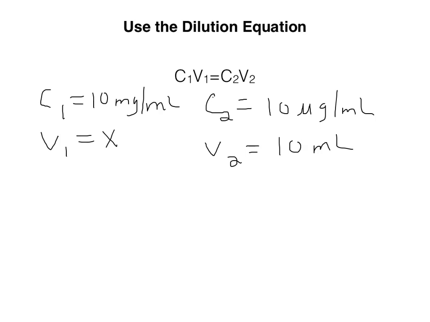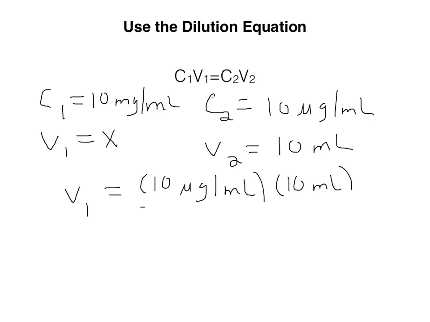So I know that V1 is going to equal 10 micrograms per mil times 10 milliliters all over C1, which is 10 mgs per mil. Now, where before we had percentages in our numerator and our denominator, now I have different units. And you can't cancel different units. This is basic 9th grade chemistry. So what that means is that I'm going to have to choose one of these two values and convert it so that both units in the numerator and denominator of my quotient are the same.